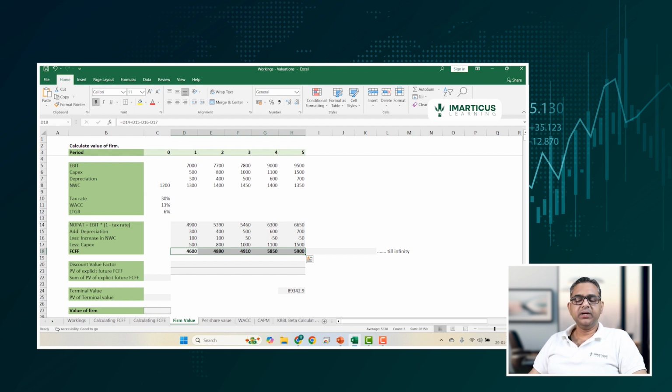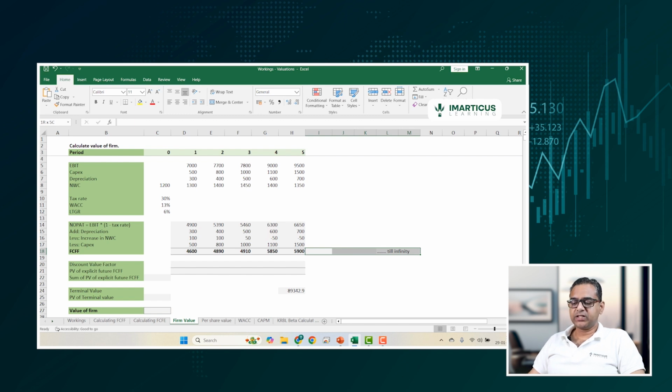But the company is considered to be a going concern. That means company will not stop working after 5 years. The company will keep on generating free cash flows to the firm till infinity. So that means free cash flows to the firm will keep on getting generated till infinity. So we cannot ignore this value. We cannot ignore these free cash flows. But at the same time, we cannot make forecast till infinity.